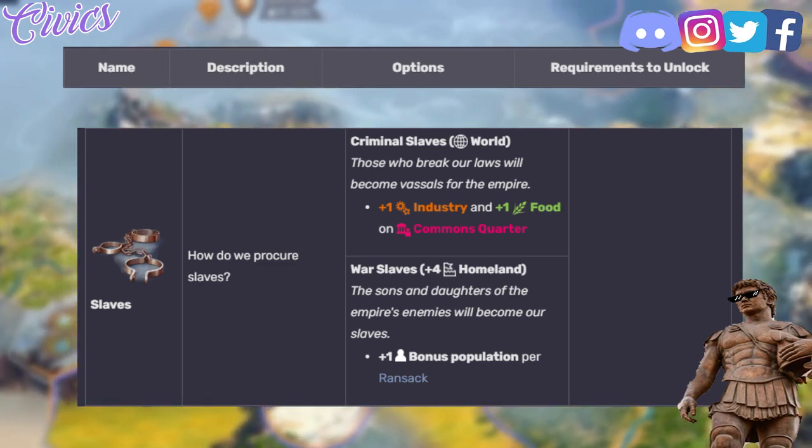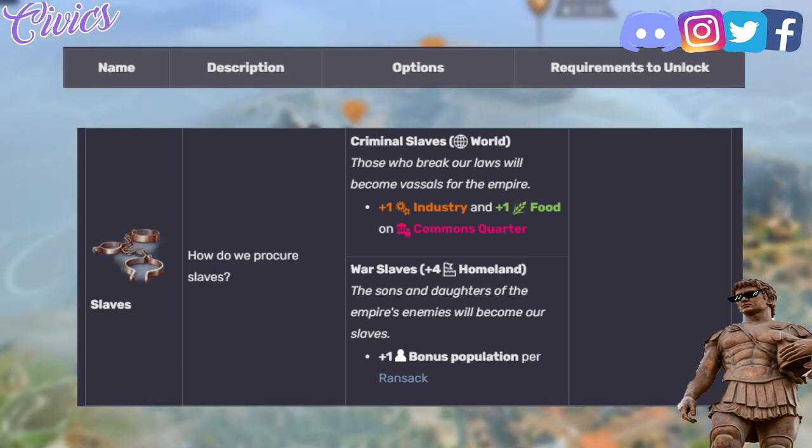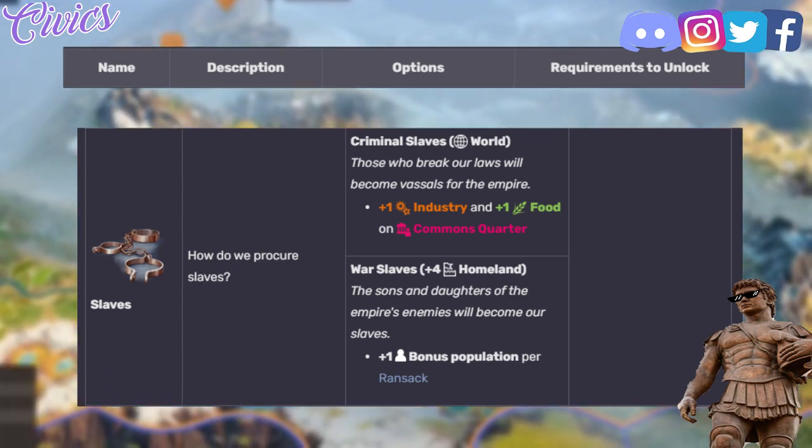Option B, war slaves, plus 4 homeland. The sons and daughters of the empire's enemies will become our slaves. Receive plus 1 population bonus population per ransack.